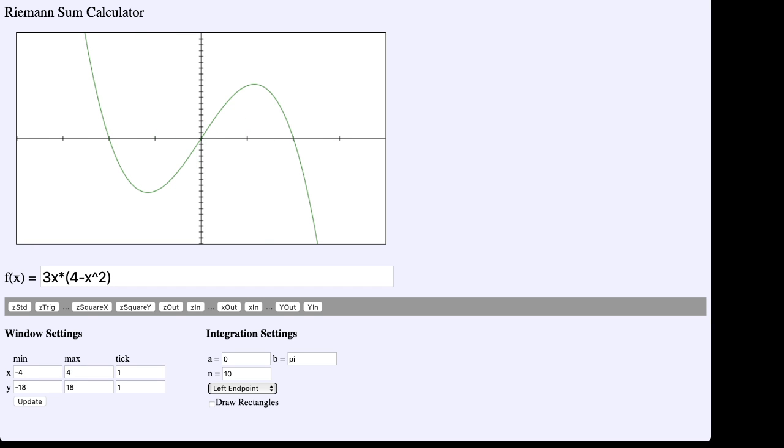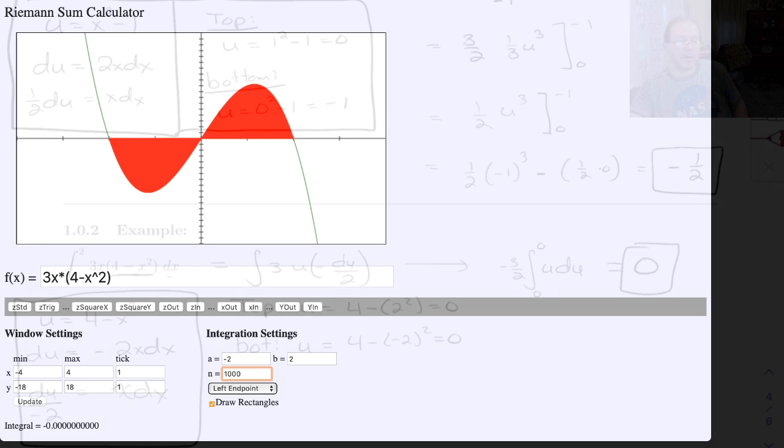So this is what we've got. And we're going from, what is it, -2 to 2? So by symmetry, if we put in a bunch of rectangles here and look at it, by symmetry you can see that the area above the axis cancels out the area below. So it makes good sense that this is 0.